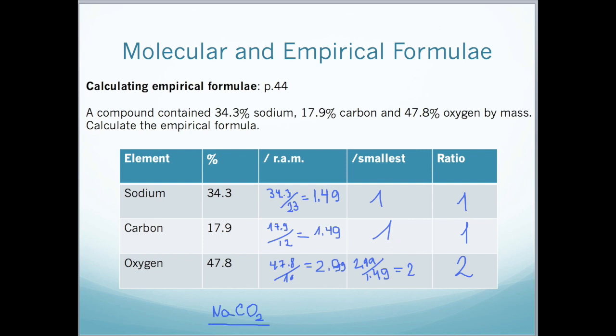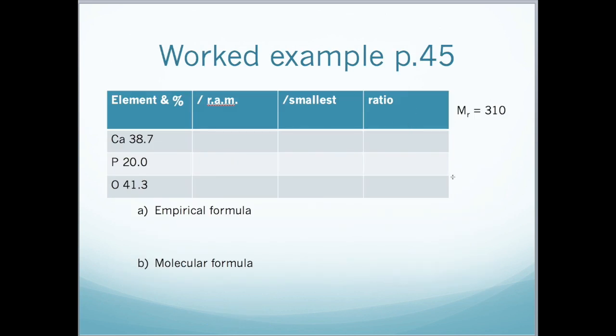So let's look at another example. So let's follow the table through again, like we did in the previous. So we've got calcium, phosphorus, and oxygen, and we get given the percentages here. So first we need to divide each percentage by the RAM. So 38.7% divided by the RAM of calcium, which is in group 2, is 40. So we get 0.97.